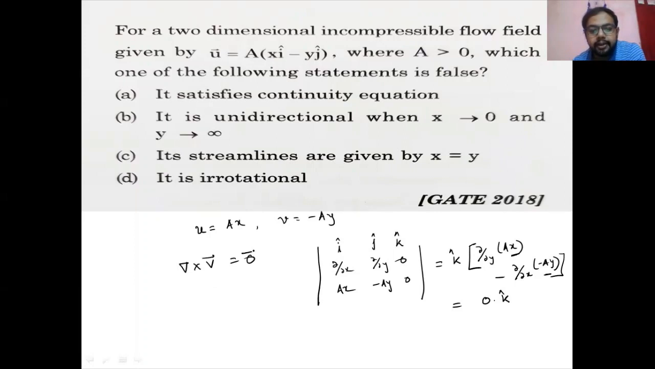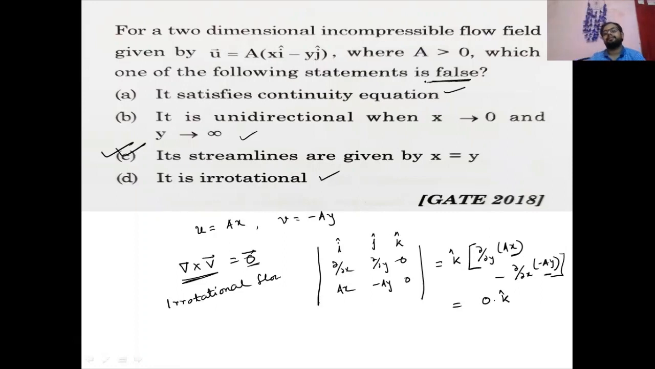So it's a null vector. That's why you can say it is an irrotational flow. The curl of the velocity is a null vector, so it's an irrotational flow. So this is correct. This is also correct. This is also correct. So the only false statement is this one. So this is the answer. You're asked which statement is false in here. So that's the way we have to solve.